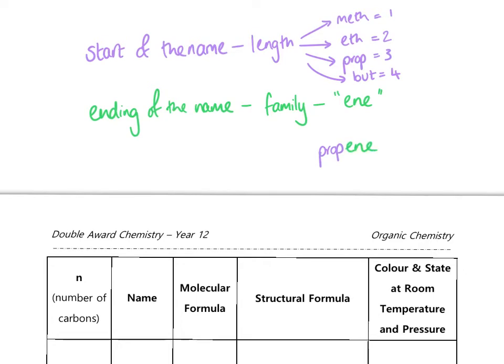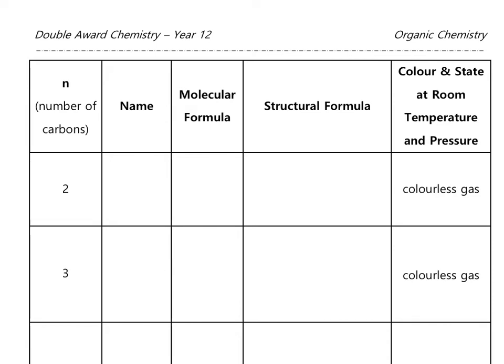So we're going to see that in the table below, and we're actually going to draw some of these molecules as well. Okay, let's start filling this table in. What you might notice is that the first one we're going to look at has 2 carbons in it. You might ask, why is there not an alkene that has just 1 carbon in it? In other words, why do we not have methene?